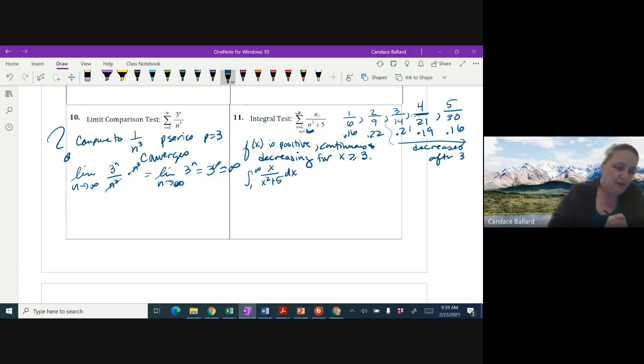And we're going to have to use improper integrals. N greater than, oh yes, it would be n, thank you, not x. Thanks, Gabby. So apply the integral test. I'm going to take the limit as b approaches infinity of the integral from 1 to b of x over x squared plus 5 dx.